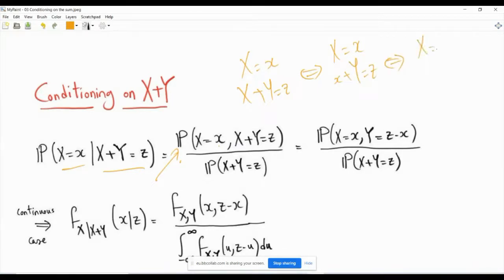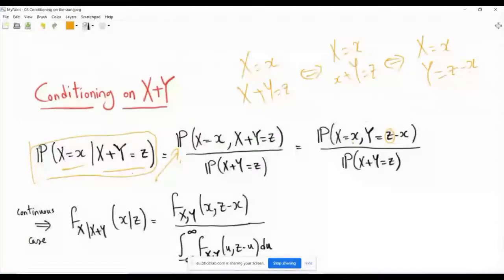So this is big X equal to small x and big Y equal to small z minus small x. Okay, so this conditional probability is the probability that big X is equal to small x and big Y is equal to small z minus small x. What does small z mean? Here we are conditioning on the sum, so somehow we know the sum of two random variables. We know that X plus Y is equal to some small z, which may be, for example, 22. Then we ask ourselves, what is the probability that big X is equal to small x, given that we know that big X plus big Y is equal to 22, or some small z?